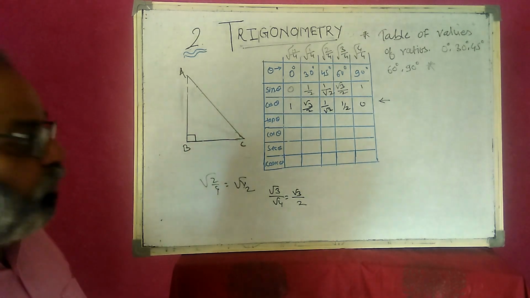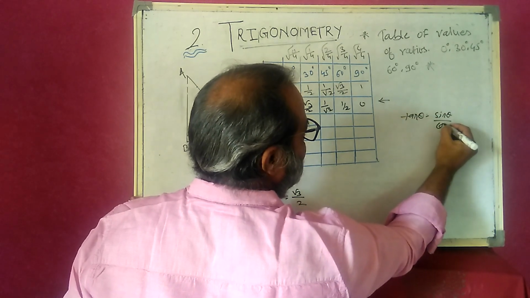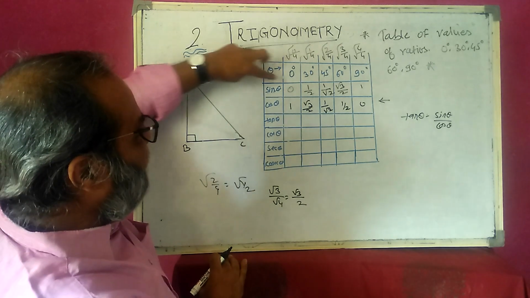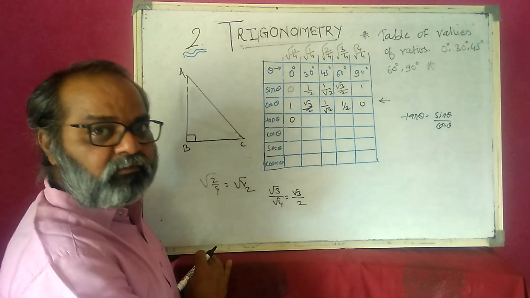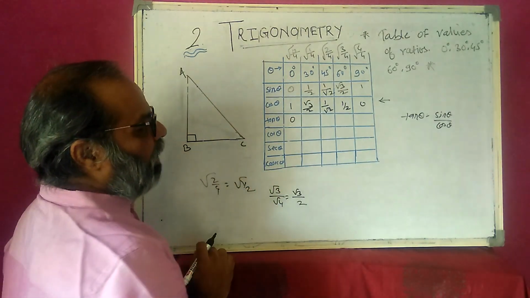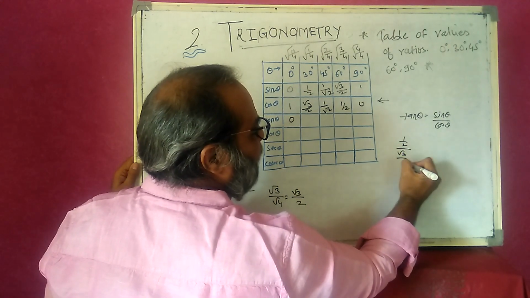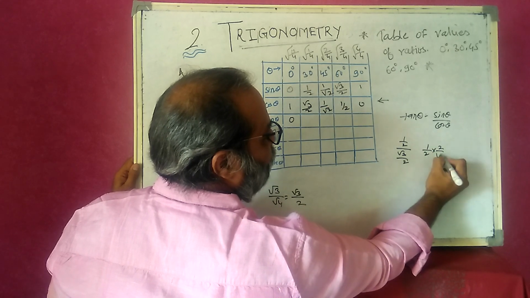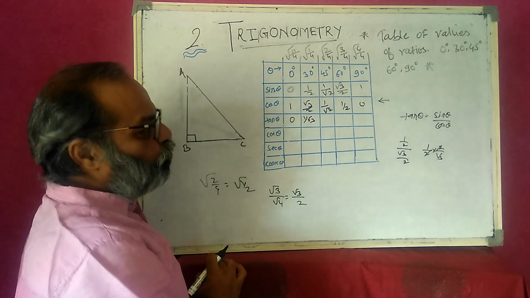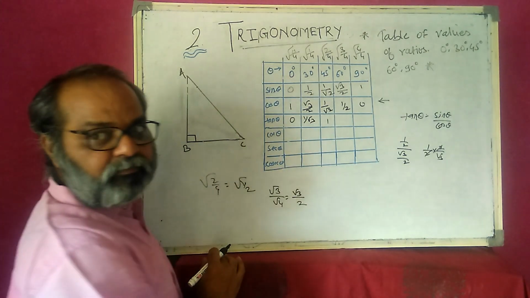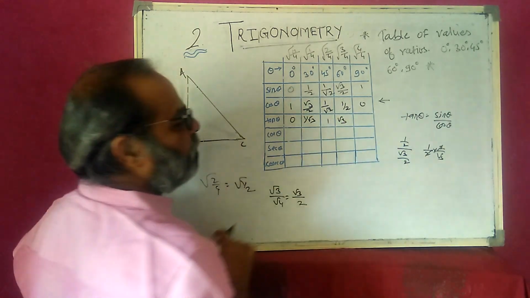Now go for tan. We know tan theta is sine theta upon cos theta. So what is tan 0? Sine upon cos, 0 by 1, which is 0. Then 1 by 2 upon root 3 by 2, so 1 by 2 into 2 by root 3. That is 1 upon root 3. Then 1 by root 2 upon 1 by root 2 is 1. Then root 3 by 2 upon 1 by 2 is root 3.